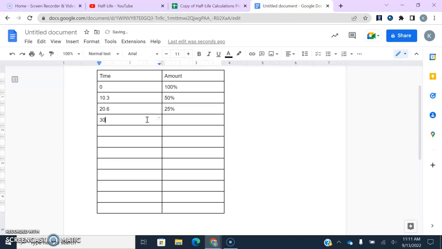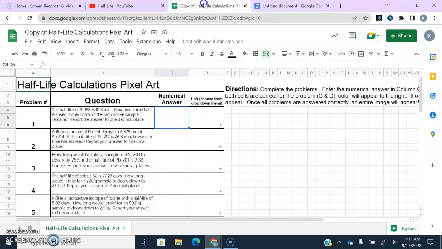So 30.9, and 25 divided by 2 is 12.5%. Okay, and here we're done. We wanted to know how much time had elapsed when the sample decayed to 12.5% of its original amount. So the answer here is 30.9. Now you're going to choose your unit. Be careful to choose the correct unit, because if you don't choose the right unit, it will not work. Because the half-life was in minutes, our unit is going to be minutes.